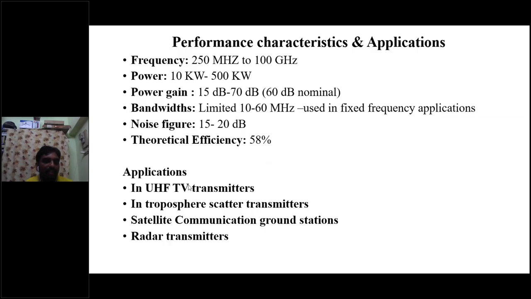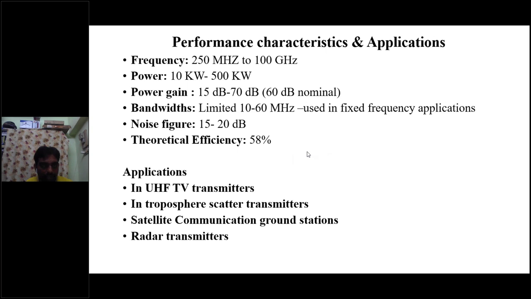The two cavity klystron amplifier is used in UHF television transmitters. Suppose we are transmitting signals in UHF television, we use the two cavity klystron amplifier. Next, troposphere scatter transmitters, and satellite communication ground stations. A ground station means we use one transmitter and one receiver. We use 8 gigahertz or 12 gigahertz transponders, transmitting using line of sight propagation. We can operate this device. And next, radar transmitters, and we can manufacture one of the devices of radar. Also we use the two cavity klystron amplifier.